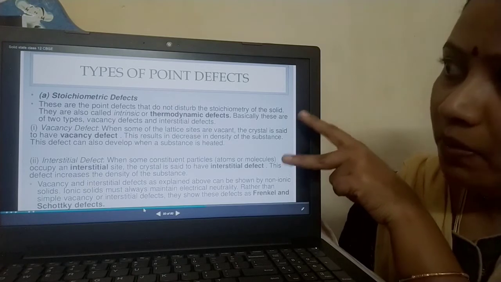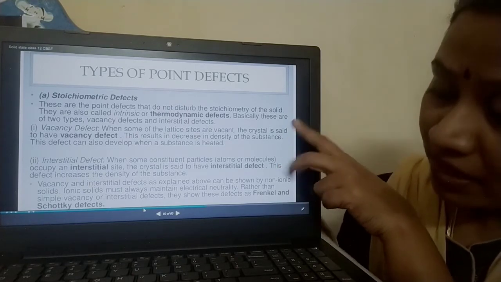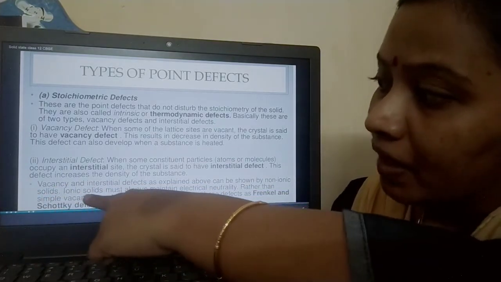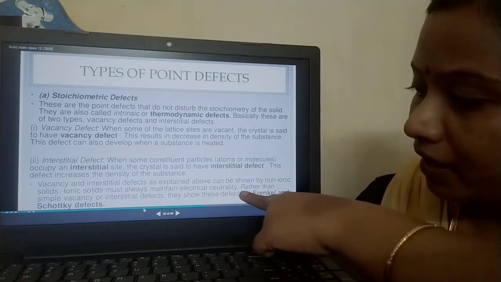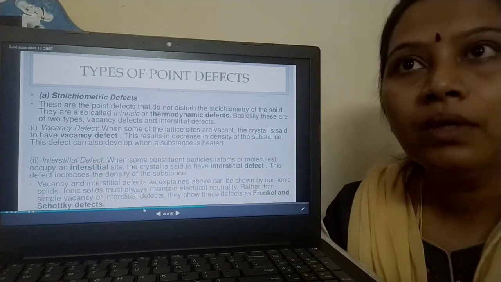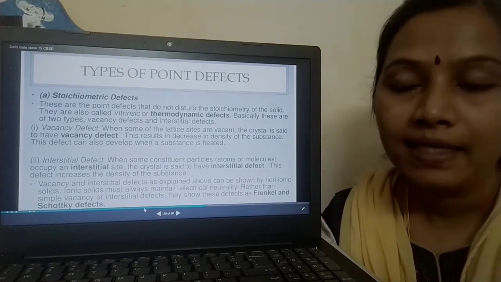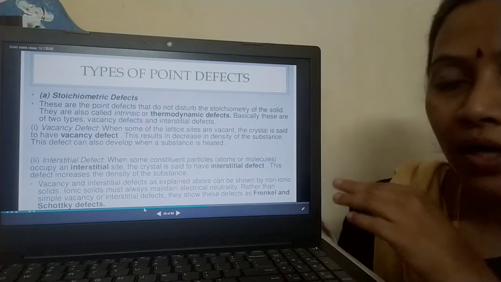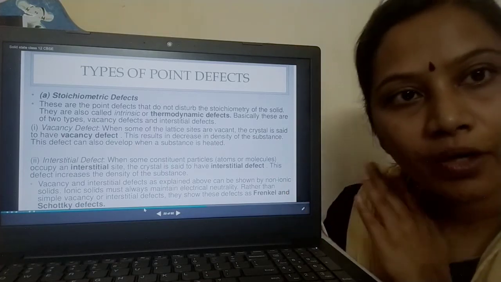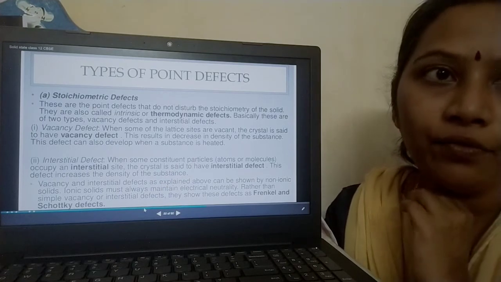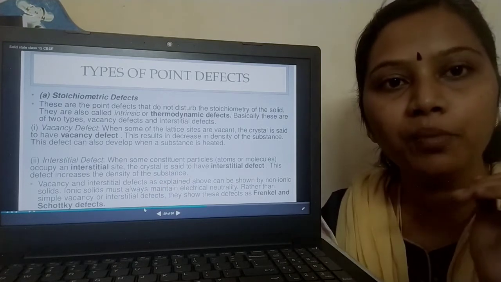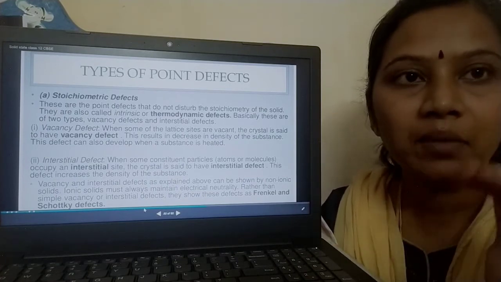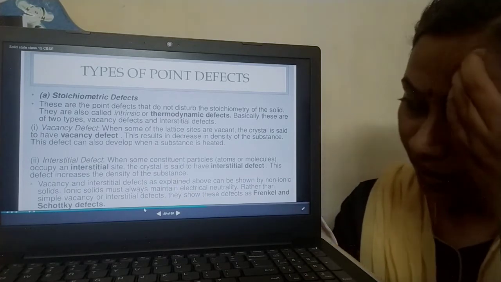Now, which solids will show vacancy defect and interstitial defect? This is shown by non-ionic solids. Ionic solids should maintain electrical neutrality. So non-ionic solids exhibit vacancy defect and interstitial defect. What happens to ionic solids? Their rule is that they have to maintain electrical neutrality. They have to maintain equal positive and negative ions, that is, the number of cations should be equal to the number of anions.